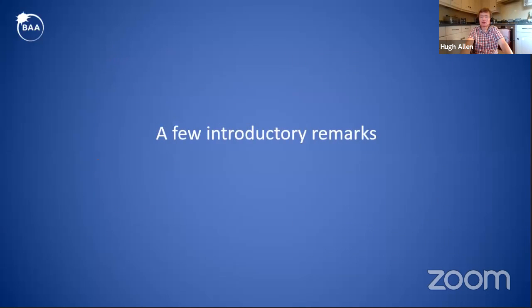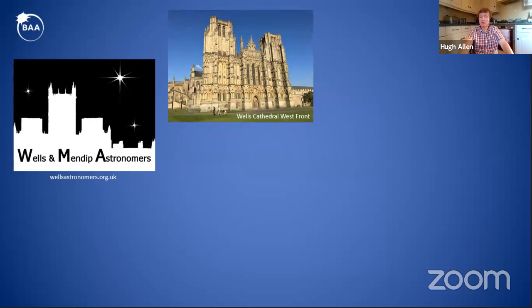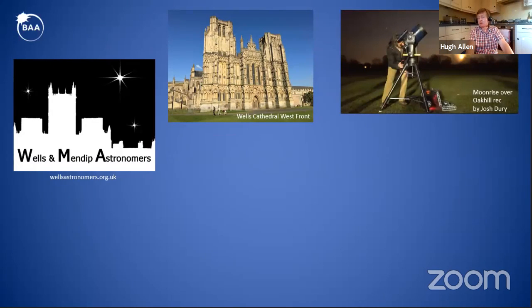So a few introductory remarks. First of all, just to introduce myself a bit, Andy said I'm the chairman of Wells and Mendip Astronomers, and there's our logo. I don't know how many of you have visited Wells, but this is where we have many of our meetings, not in the cathedral itself, but in the museum next door. This is one of the finest Gothic cathedrals in England. In fact, Wells is England's smallest city, being a cathedral city. A beautiful place to visit. We have our meetings all over the Mendip Hills. Pretty dark skies we have, and here's a picture of me observing up in Oak Hill, which is the village in the Mendips where I live and where I'm broadcasting from tonight.